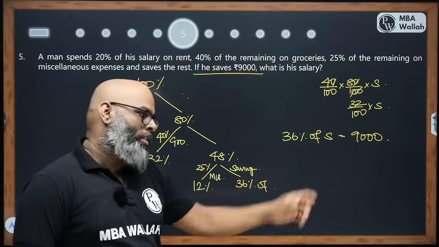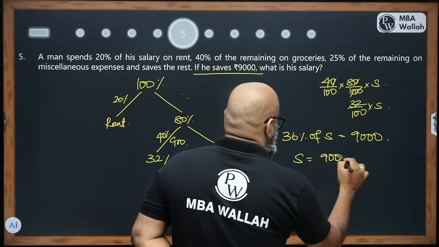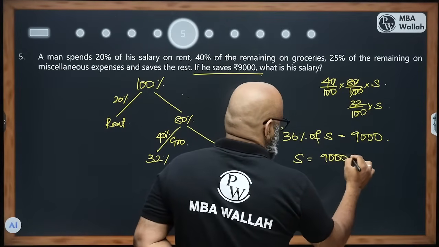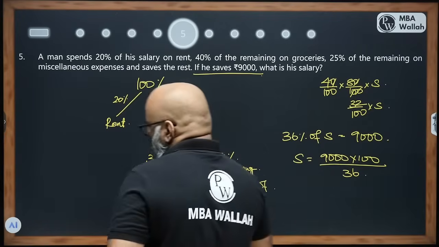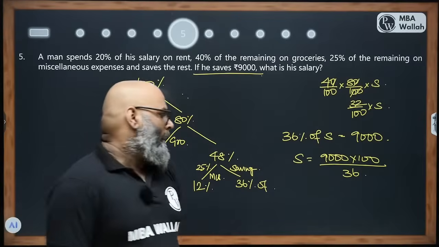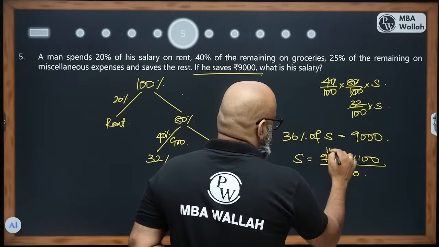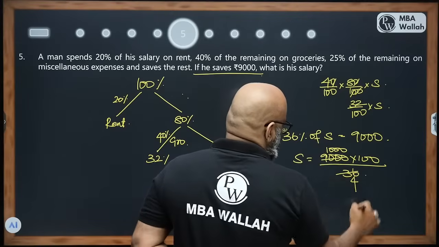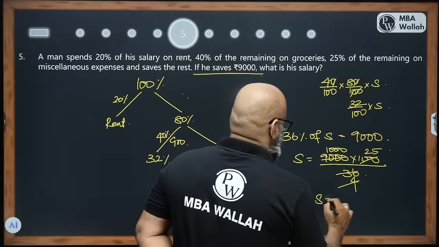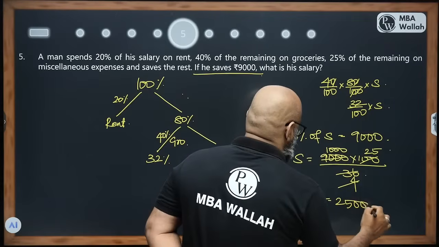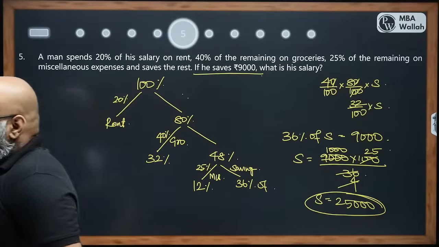My salary is equal to 9,000 into 100 divided by 36. Right? So cancel it out. This goes well in 9. This will be 1,000 times. This will be 4 times. This goes well in 100, 25 times. So salary is equal to 25,000. That will be our answer.